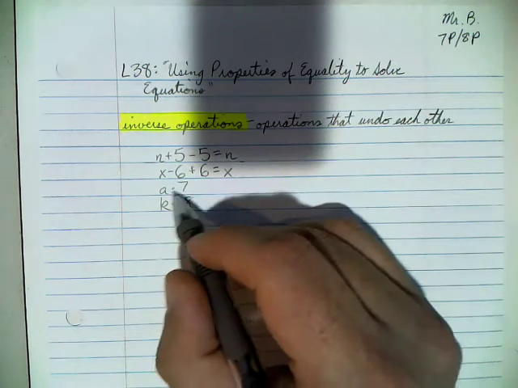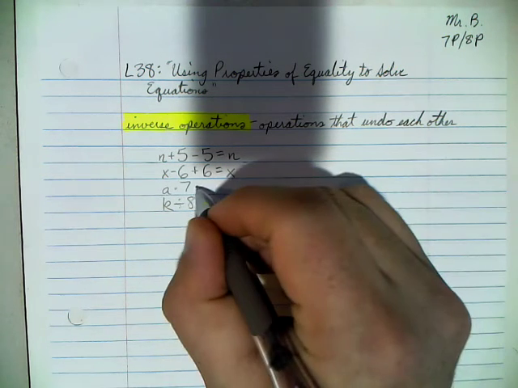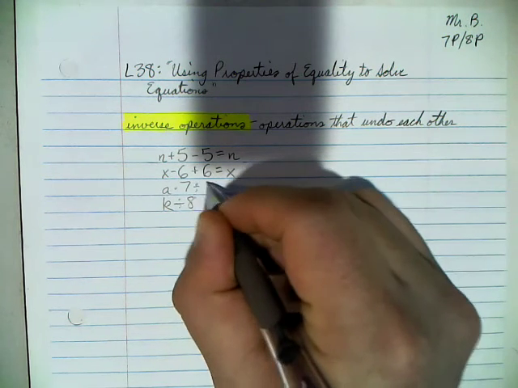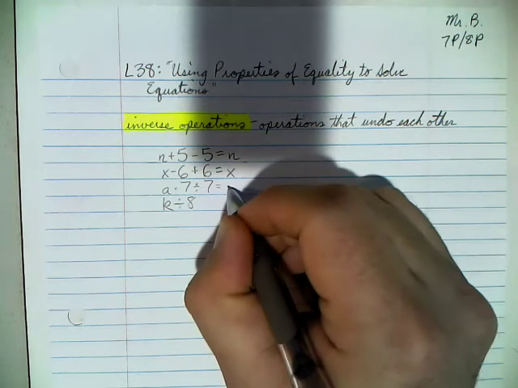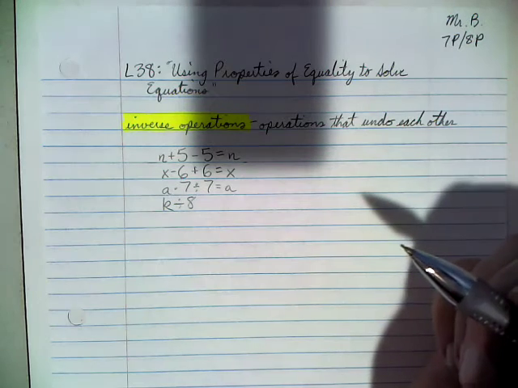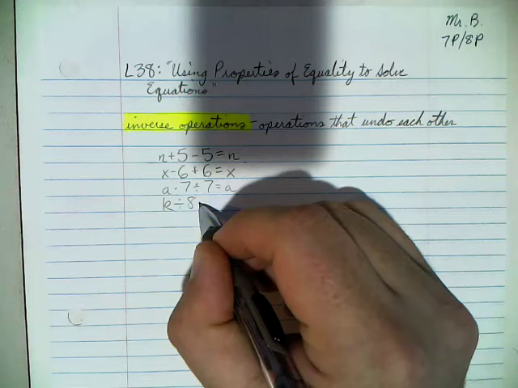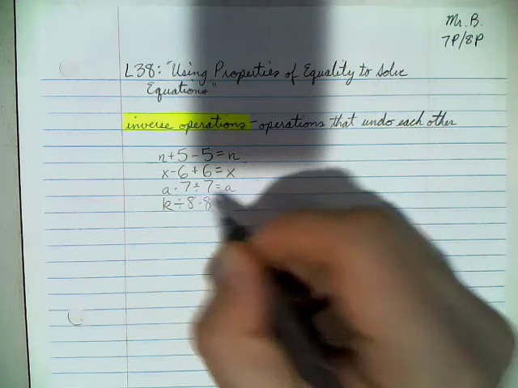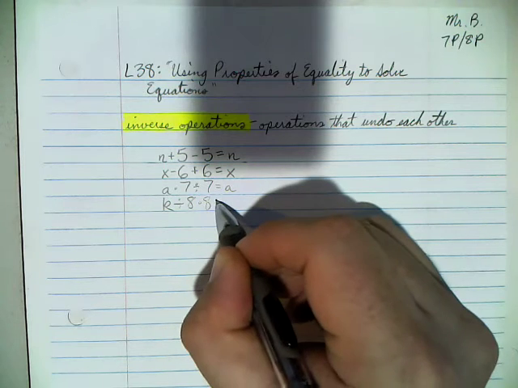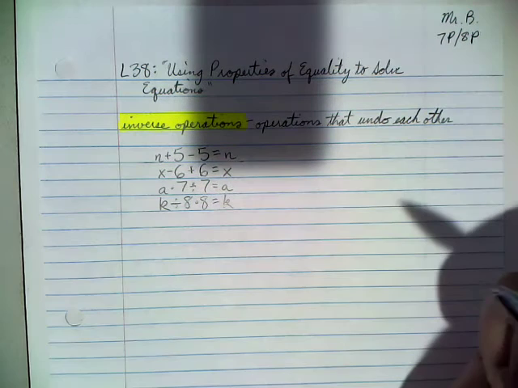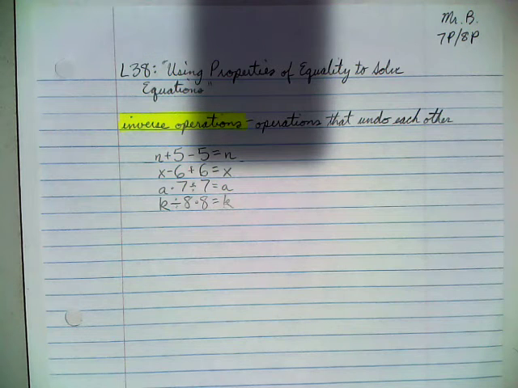Down here, if we have a number times 7, what would be the inverse operation of times 7? Well, divide by 7. So if we take a number and multiply it by 7 and then divide it by 7, we should be right back at A, where we started. And finally, if division undoes multiplication, it should make sense that what undoes division is multiplication. So a number divided by 8, then times 8, should take us right back to that k that we started with. That's the idea behind inverse operations.